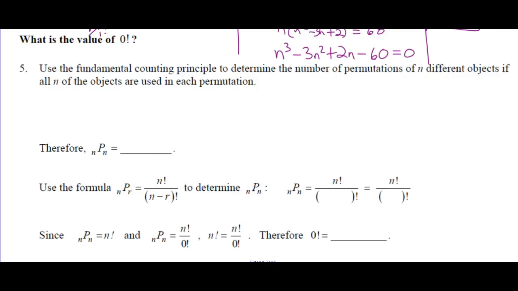Use the fundamental counting principle to determine the number of permutations of n different objects. Oh well, here's the thing. What's the value of 0 factorial? Okay, so we have to define that, right? Because it's going to come in, and this is what we'll show here. We'll say, well, look, it's going to come in, and how do we define it? So, the fundamental counting principle determines the number of permutations of n different objects if all of the n objects are used in the permutation.